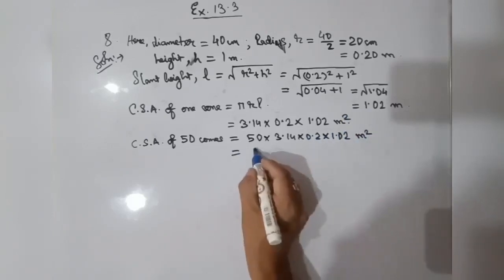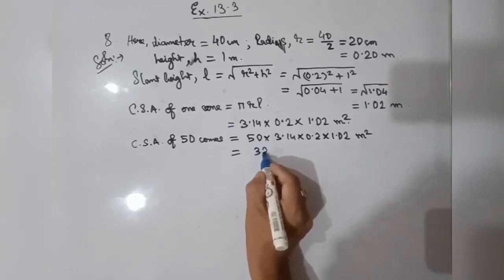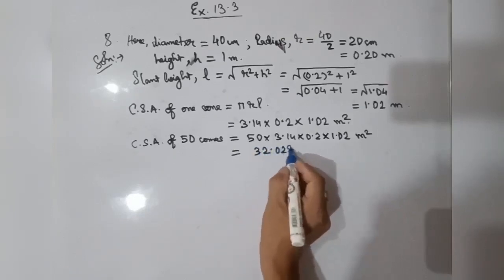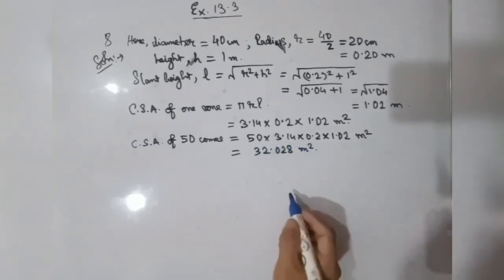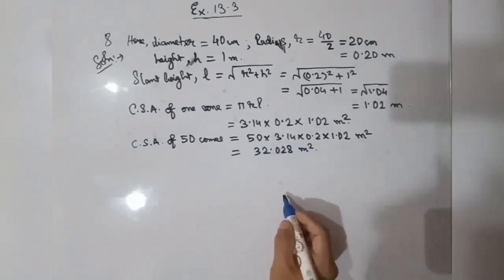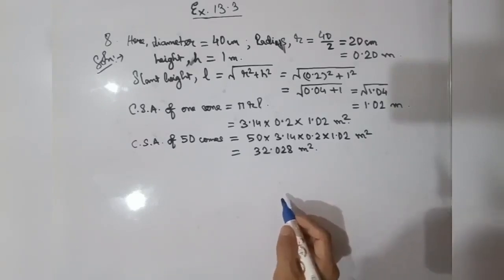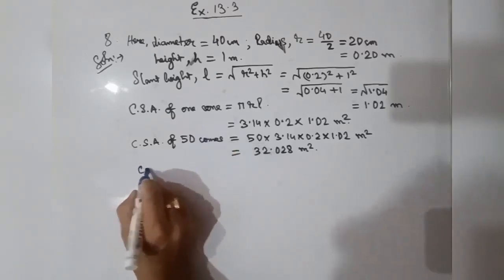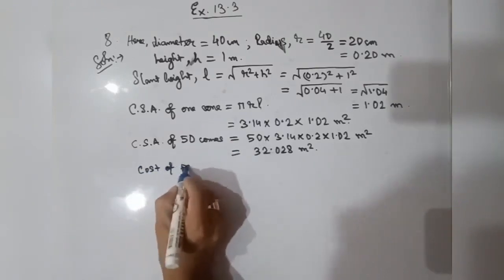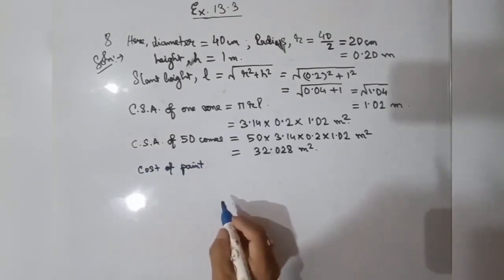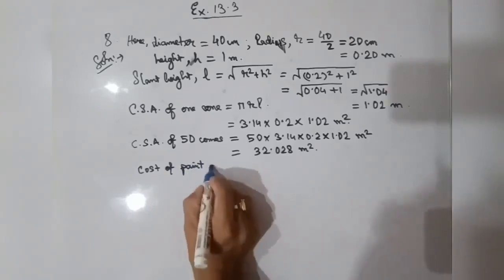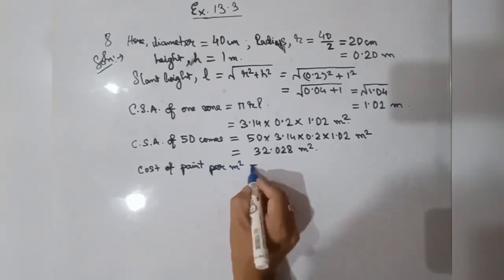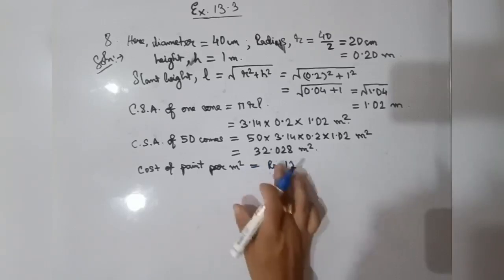Multiplying all this, we will get the value as 32.028 meter square. So for the last part of the equation, we are to find the cost of painting the 50 cones. The cost of painting per meter square is given as rupees 12.